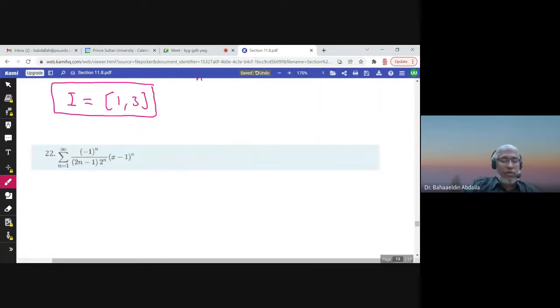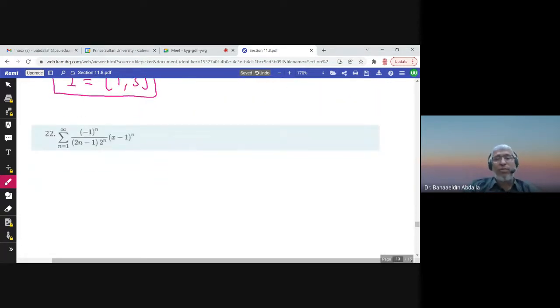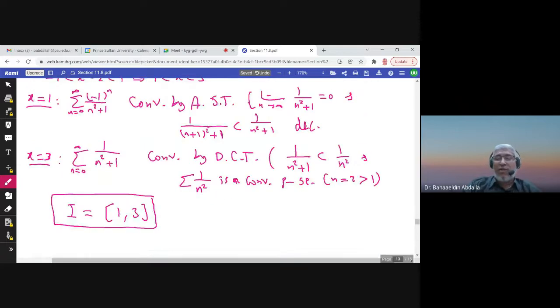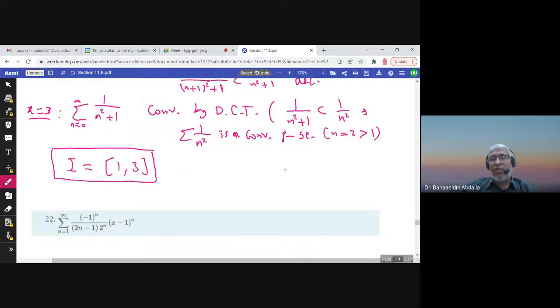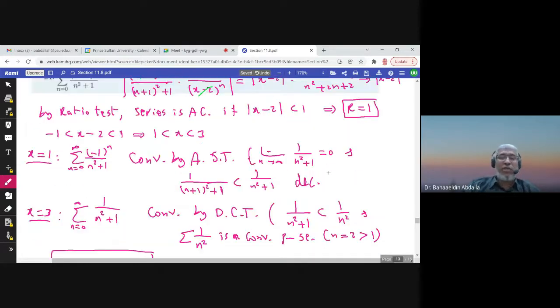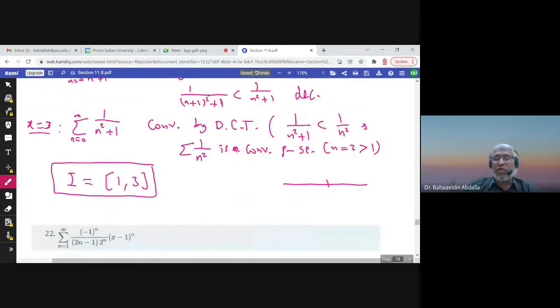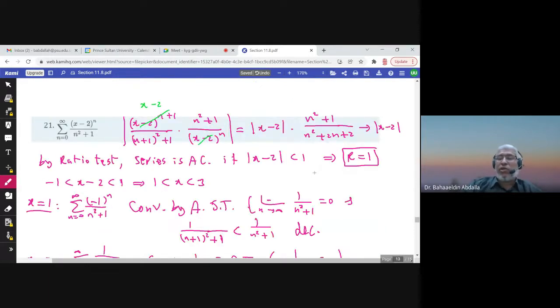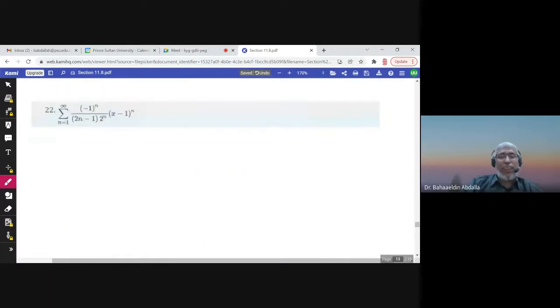Question 22. You can check that everything is fine because the center here is, what is the center? We said it is 2 because x minus 2 to the power n, and you go to 3, the endpoints are 3 and 1. So what is the distance here? It is 1, and that's the radius of convergence. So the radius of convergence is 1.